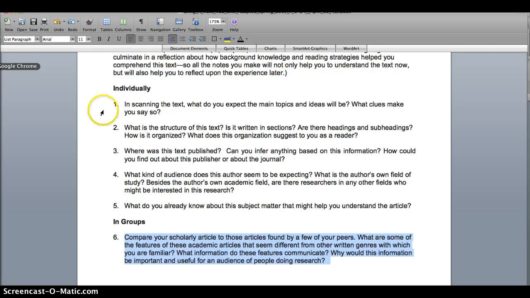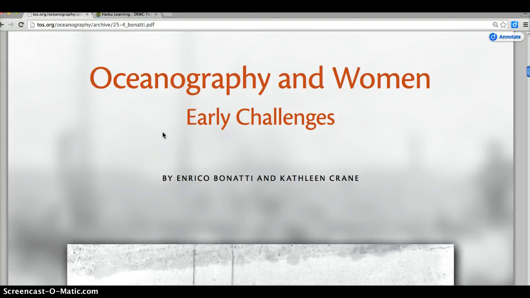So let's take a look at number one. I'm just going to answer that question. In scanning the text, what do you expect the main topics and ideas will be? What clues make you say so? Okay, so I'm going back to my text, and I can tell that it's going to be about oceanography, studying the oceans, and probably about female scientists. From what I know about history, while women are certainly as talented as men, historically women haven't had the same opportunities. Through discrimination and discouragement, women often found it much more difficult to find work in fields like science. And this continues to some degree today.